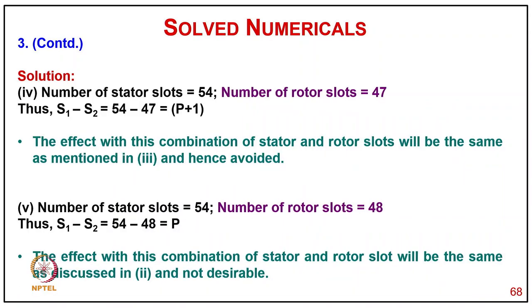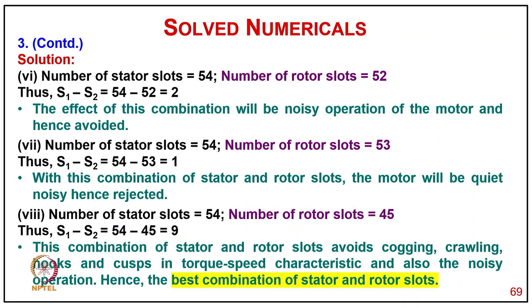Now coming to number of stator slots equal to 54, number of rotor slots 47, so S1 minus S2 comes 54 minus 47, which is P plus 1, so the effect of this combination will be the same as mentioned in the third. Coming to the next combination, stator 54 and rotor 48, S1 minus S2 comes 54 minus 48, which is P. Thus this combination will be the same as discussed, and not desirable. Now coming to the sixth combination: stator slots 54, rotor 52, S1 minus S2 is 54 minus 52. The effect of this will be a noisy motor, so it is avoided.